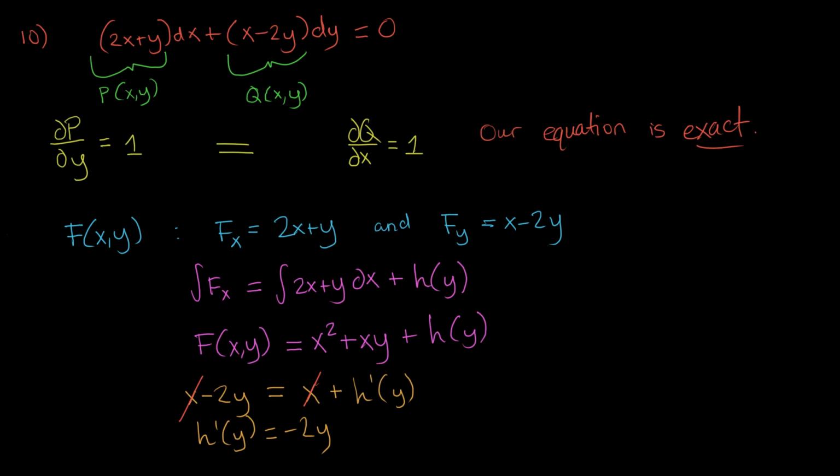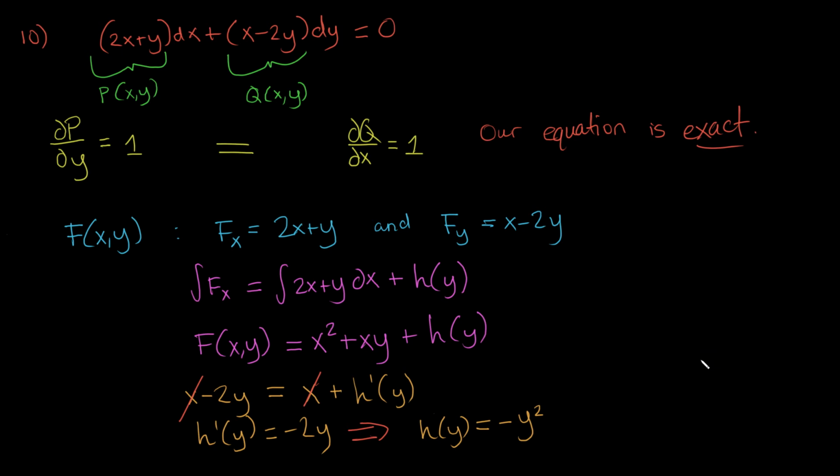It's amazing. It's much, much simpler to do an exact differential equations problem with actual concrete numbers than it is throwing around partials left and right. Now if we use this, we can integrate with respect to y, and we get that h(y) equals negative 2y squared over 2, which is just negative y squared. And you might think, okay, do I need a constant of integration?